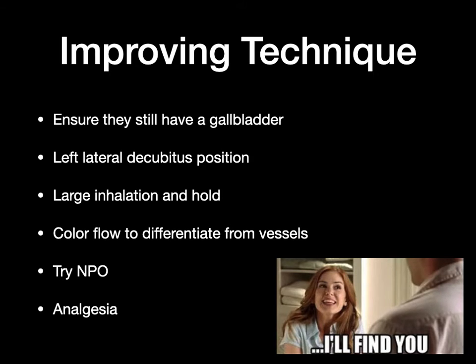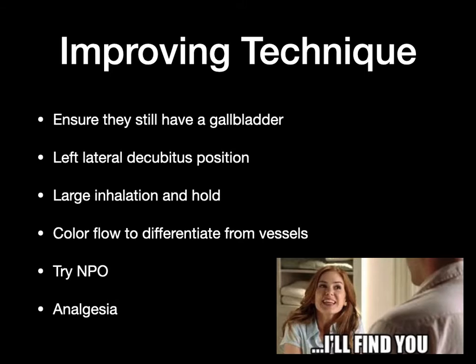First and foremost, confirm with the patient that they have not had previous biliary surgery or cholecystectomy. Often patients don't know or can't tell you, but other times they can. And I've definitely made this mistake in the past. You'll waste a lot of time and feel pretty silly when the patient is able to offer that information.